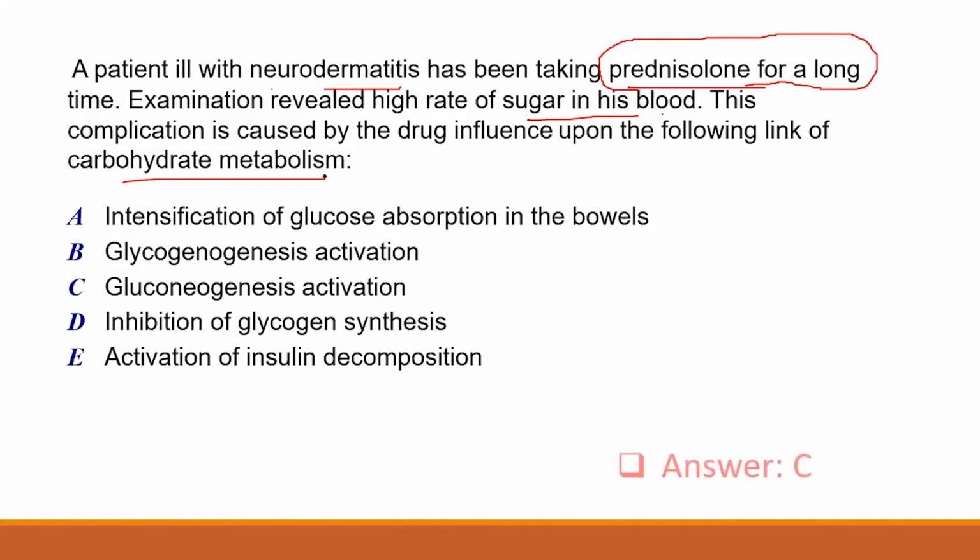So over here, you're going for C, because we are dealing with a glucocorticoid. Prednisolone is a glucocorticoid, or a synthetic glucocorticoid. So please take note. That is C.